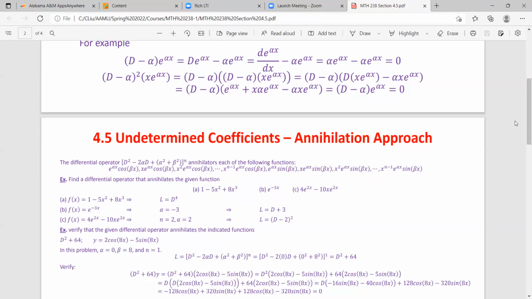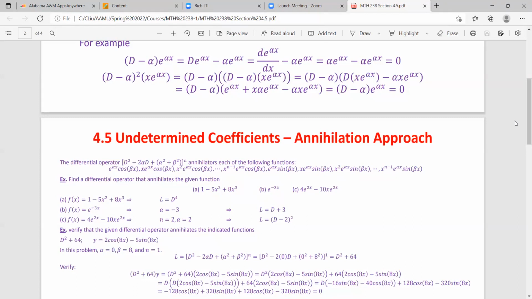You're going to get 0 in all of those cases. So we're not going to repeat that. It will be a little tedious, but that's true. Okay, that's a fact. So let's just do some examples to find a differential operator that annihilates some functions.